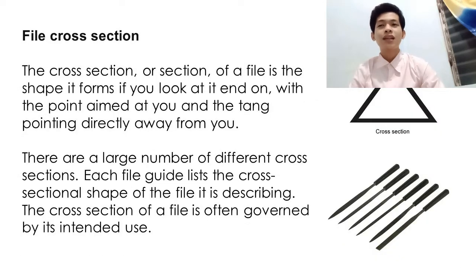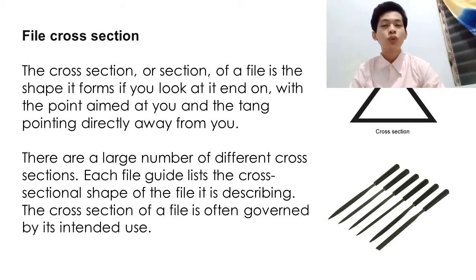Next is the file cross-section. The cross-section or section of a file is the shape it forms if you look at it end-on, with the point aimed at you and the tongue pointing directly away from you. There are a large number of different cross-sections. Each file guide lists the cross-sectional shape of the file it is describing. The cross-section of a file is often governed by its intended use. This only means that a file has a wide variety of cross-sections which are used differently.